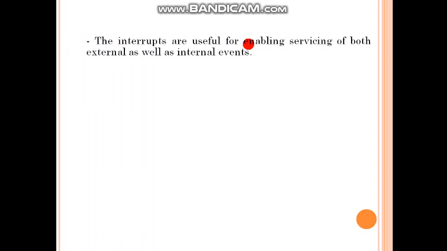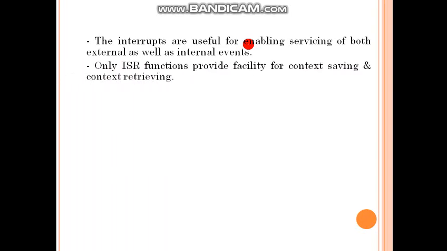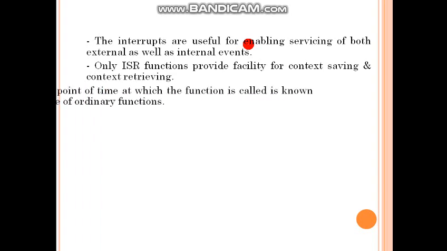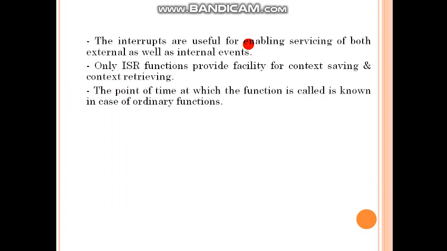The interrupts are very useful for enabling the servicing of both external as well as internal events. The ISR function provides the facility of context saving and context retrieving. The point of time at which the function is called is known as, in the case of ordinary functions.